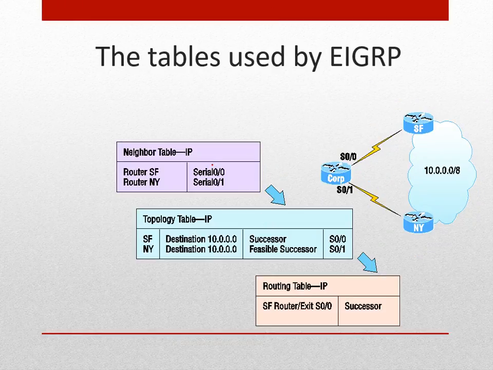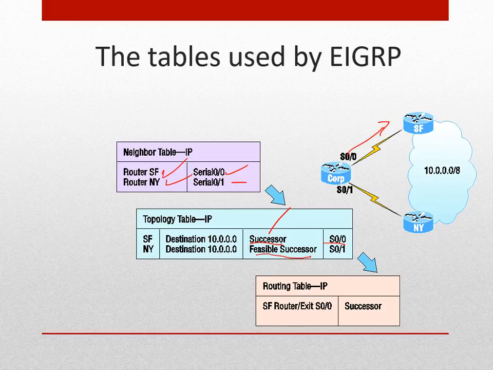I'll lose my successor. It's going to be my successor route when we get down here. So, tables used by EIGRP. The neighbor table just tells you who the neighbors are and which ports they're connected to. The topology table gets the destination, and the successor, or the successful route, the one that has the best metric, is out of serial 0/0, so that's the one that we're going to choose.